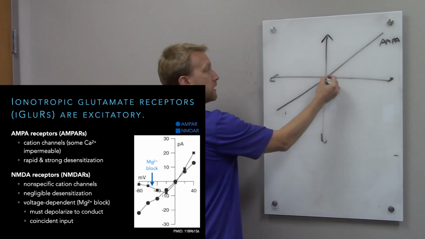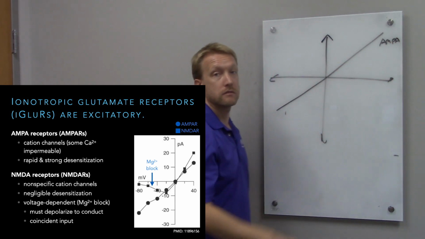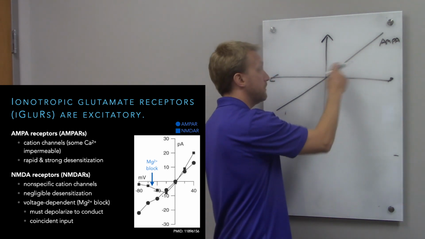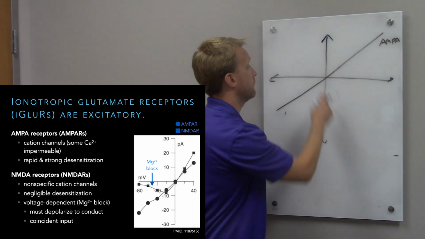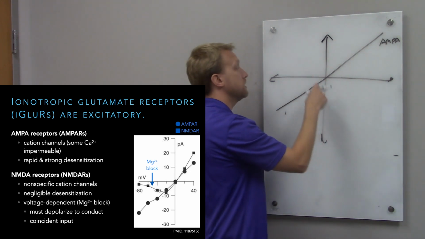But if I'm at the reversal, I get no current. If I'm above it, well, I need to get back down here, so I'll get an outward current. If I'm below it, I'll bring a positive charge in, giving me an inward current.